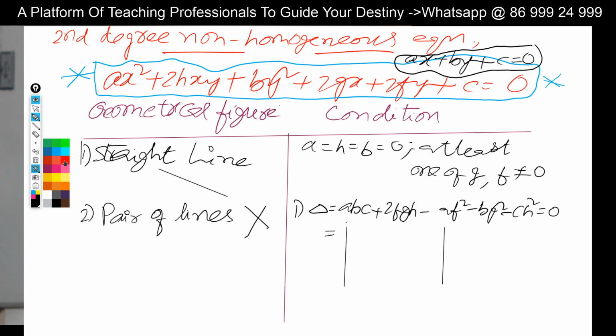Instead of remembering that big equation there, it is easy to remember this determinant. All A, hostel H, girls G. All hostel girls have boyfriends gone for cinema.